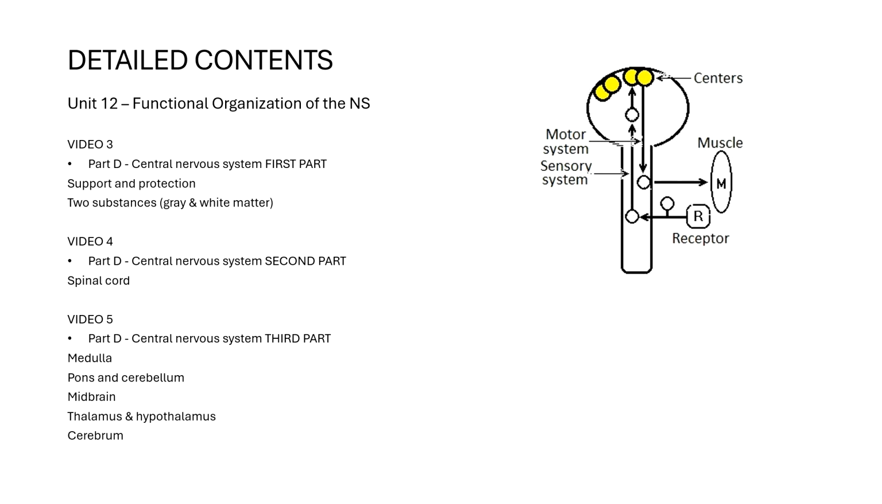Video 5 deals with the rest of Part D, the central nervous system. We'll begin with the lowest part, the medulla, and work our way up through the pons and cerebellum, the midbrain, the thalamus and hypothalamus, and end with the cerebrum.